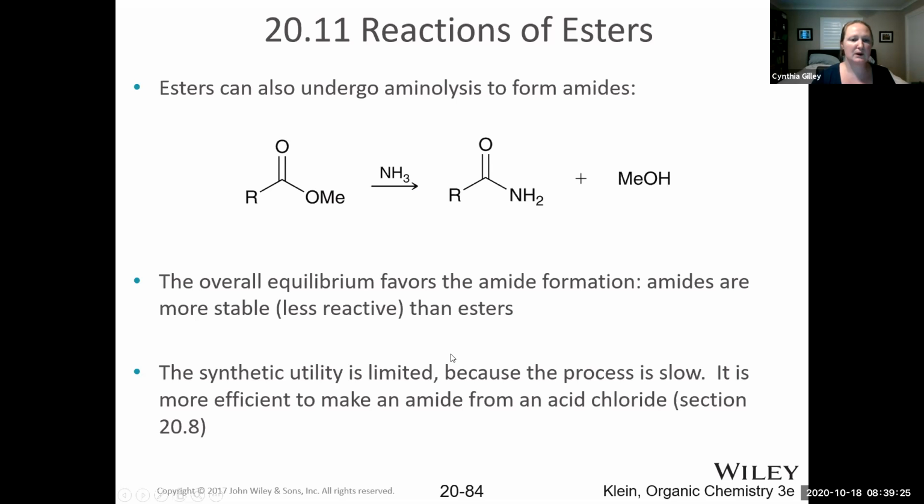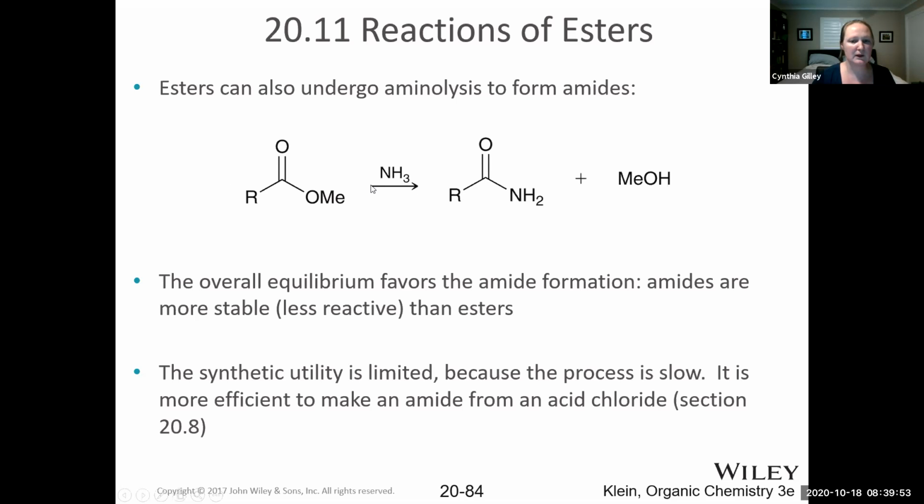Esters can also undergo reaction with amines to make amides, and you might call this an aminolysis reaction. However, this reaction is not a very useful reaction. Even though it's possible, it's going to require prolonged periods of heating. And the reason why is ammonia is not extremely nucleophilic and esters are pretty stable. So this is kind of a weaker electrophile.